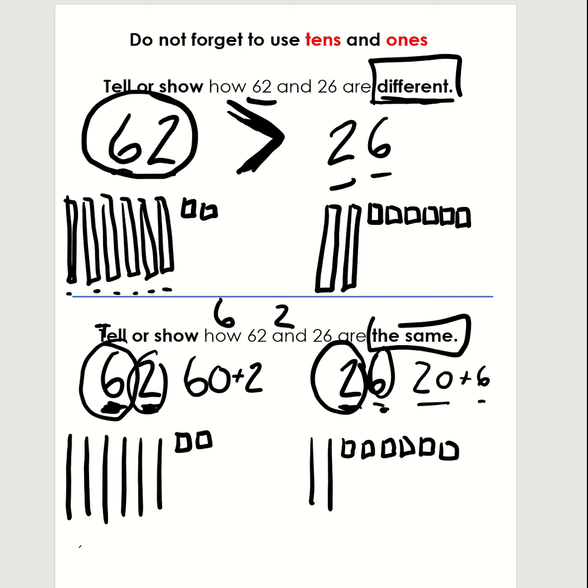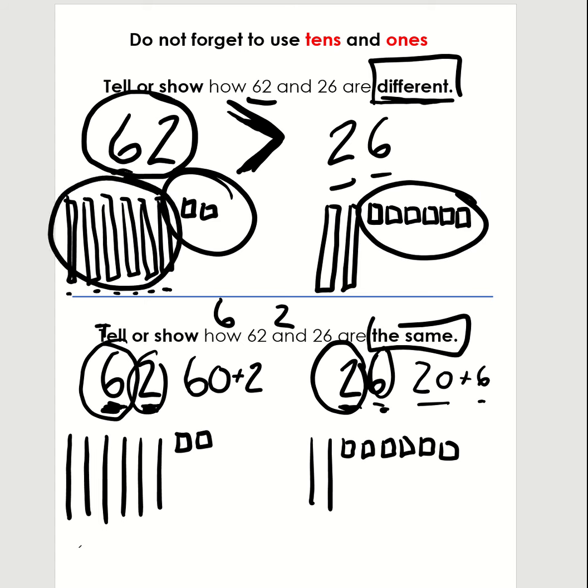Now remember, the only way that you can write your ones in the block form is like this. But as I showed you, if you wanted to do your 10 blocks, you can either draw them like this, or you can draw them like that. Up to you, as long as we can tell that they are neat.